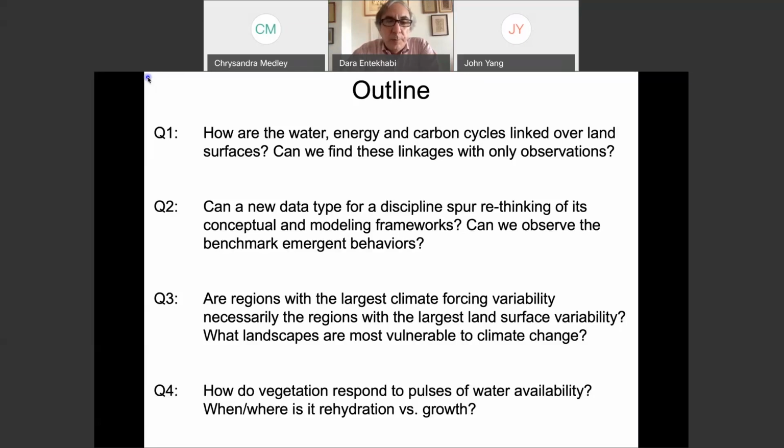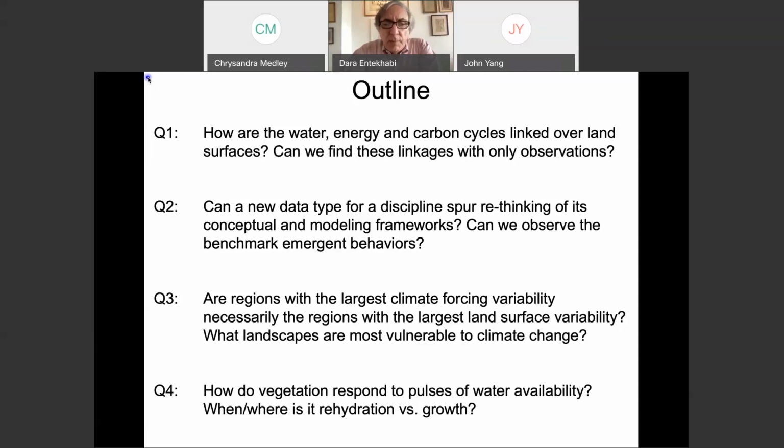That's question 2. And question 3 is really the second part. The question is, what landscapes are most vulnerable to climate change? Are they necessarily the landscapes with the largest climate forcing, or is there something else that mediates it? And finally, much of the linkage between the water, energy, and carbon cycle occurs through vegetation. So we need to focus on that as well, not just regard them as straws in the landscape.